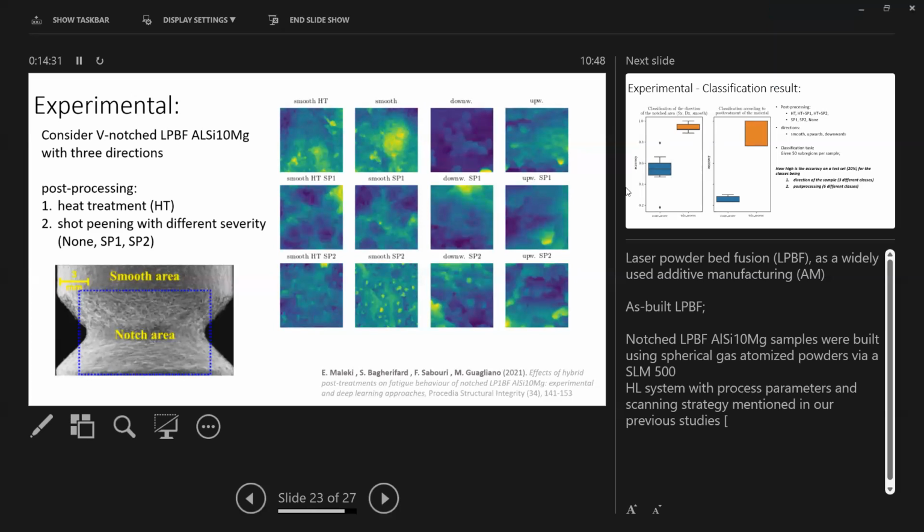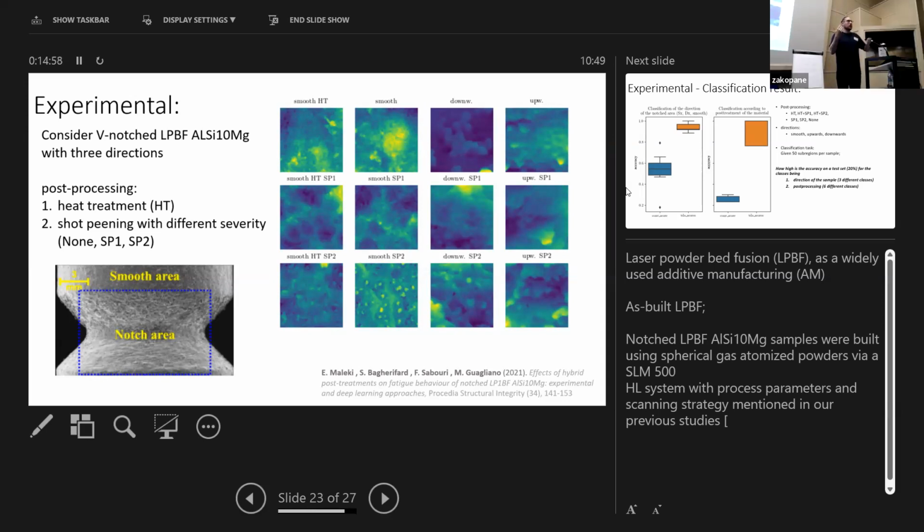So here we have the smooth one with the heat treatment, untreated, downward, upwards. SP1 means normal shot peening for a certain time, and SP2 means they increase the peening to go even further, which we would term 1000%. It means they take the time for a surface to be roughly 100% covered, then use 10 times that time and say, okay, this is 1000% covered.